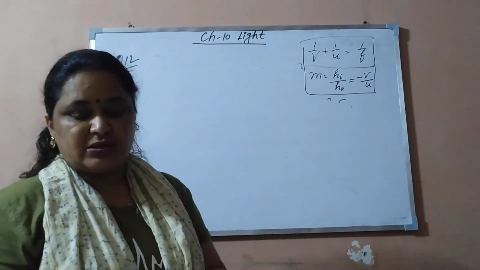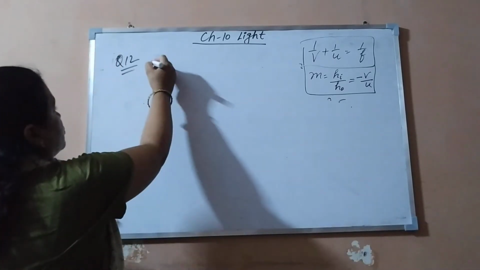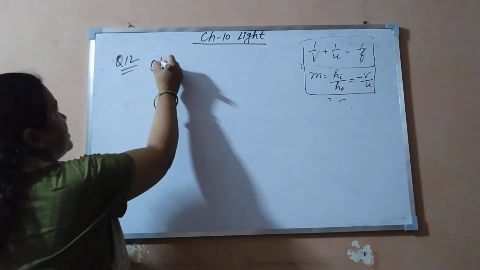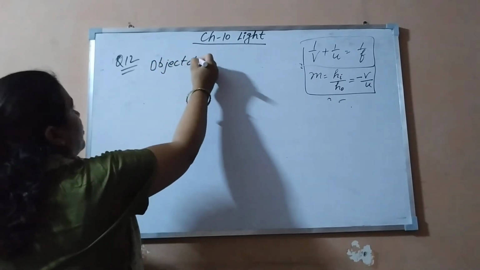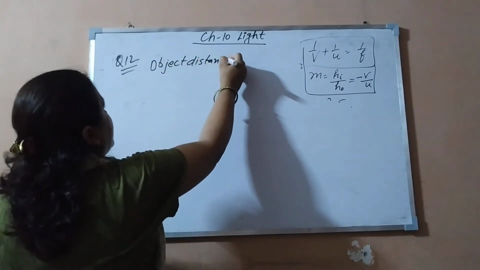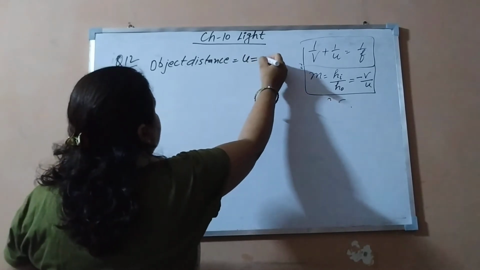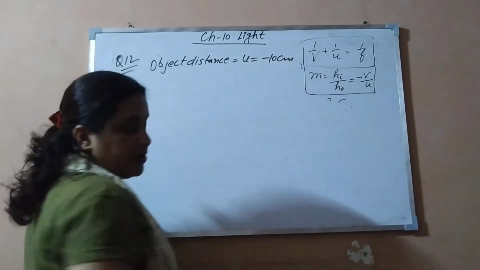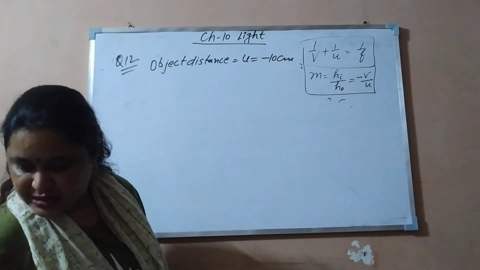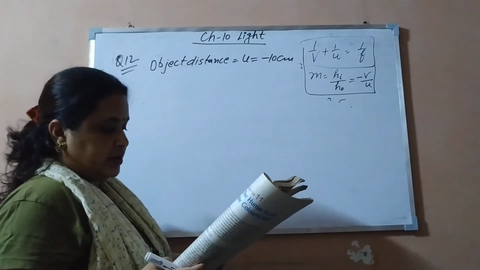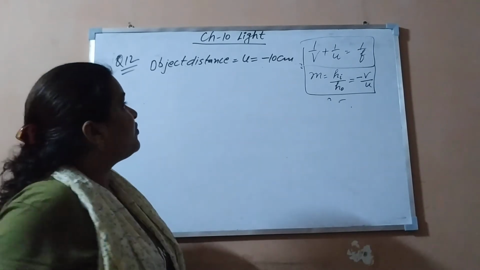So what is given? Distance of object. So we will write object distance, that is represented by u, and that is given 10 centimeter. So we will take it minus 10. Let us see, it is given 10 or 15. 10 centimeter only. 15 is the focal length.